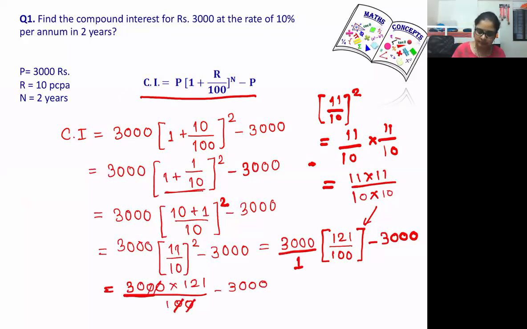Now, 121 into 30. I'll do 121 into 3 and then I'll put 1 0 here. Okay? 3 1s are 3, 3 2s are 6, 3 1s are 3. So this is 121 into 3 minus 3000. This gives me 630 rupees.